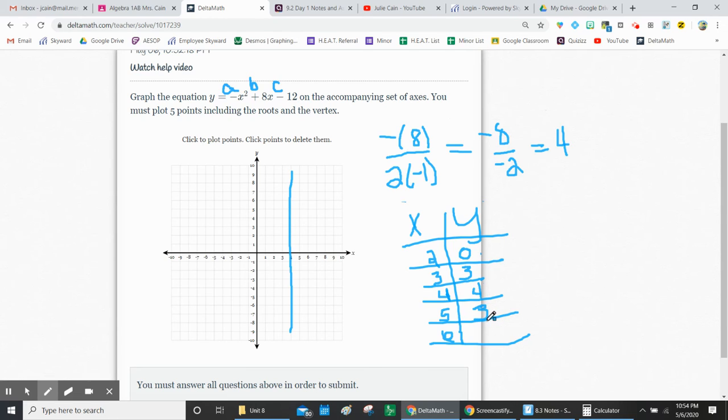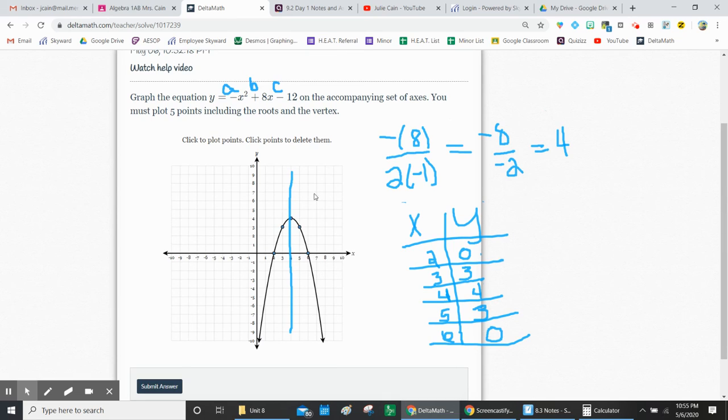And then if I plug in my 6, I should get 0 because this graph should be symmetrical. And I do. So there we go. There's my points, and I can plot these. So I had 2, 0 was a point, 3, 3 was a point, 4, 4 was a point, 5, 3 was a point, and 6, 0 was a point.